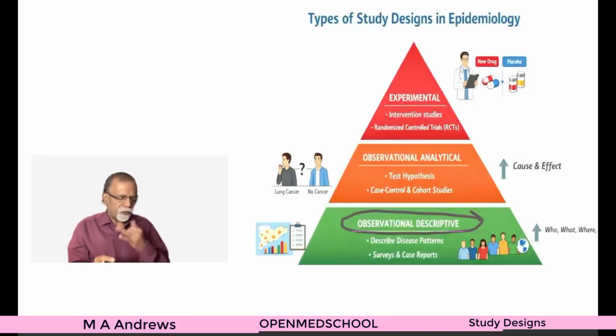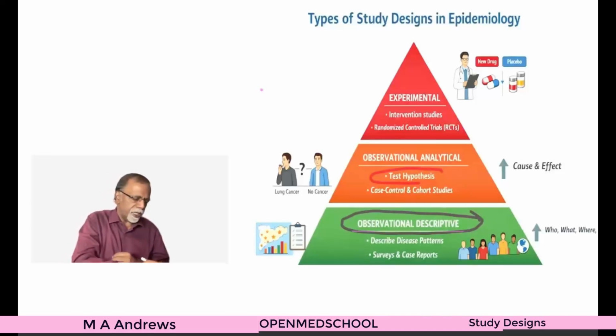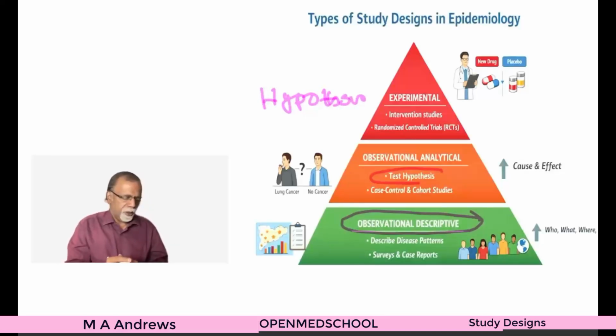Then comes the observational analytical study. Here there is some hypothesis. So remember, hypothesis testing occurs only in analytical studies. So the case control study and cohort studies are classical examples. Then experimental study, the classical one is an intervention, the drug trial.